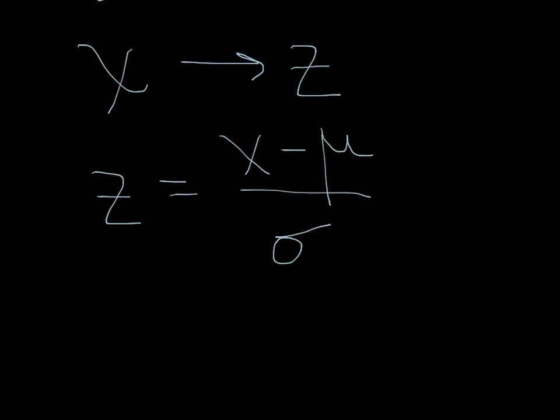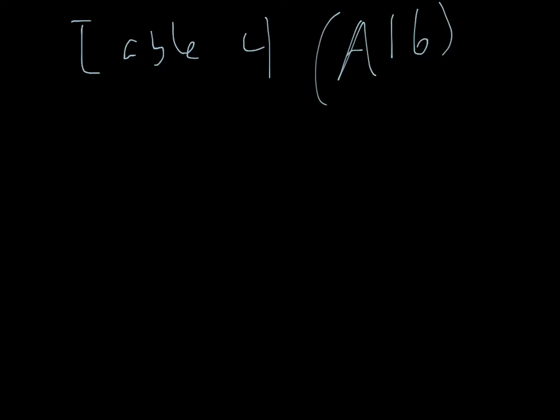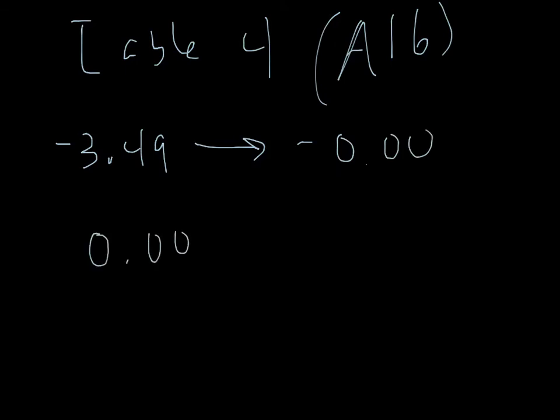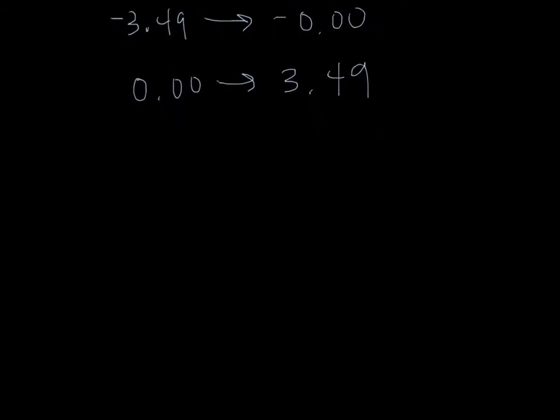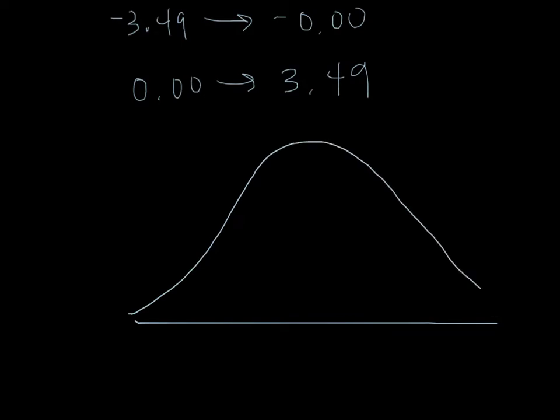All right. So the table is table 4 in your table packet. In the text, it's the appendix, page 16. You basically have negative z-scores on one page, and they go from -3.49 all the way up to -0.00. And then on the other page, you have 0.00 all the way up to +3.49. So we could draw a picture to represent this. Another curve here. Your table lists from -3.49 up to +3.49.